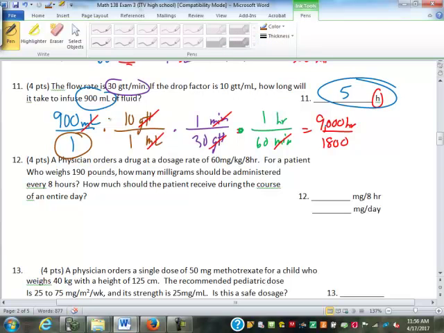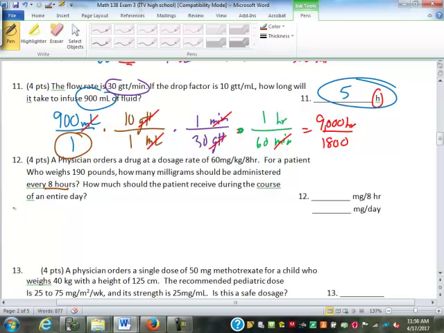Number 12, physician orders a drug at a dosage rate of 60 milligrams per kilogram every 8 hours for a patient who weighs 190 pounds. How many milligrams should be administered every 8 hours, and then how much during the course of an entire day?